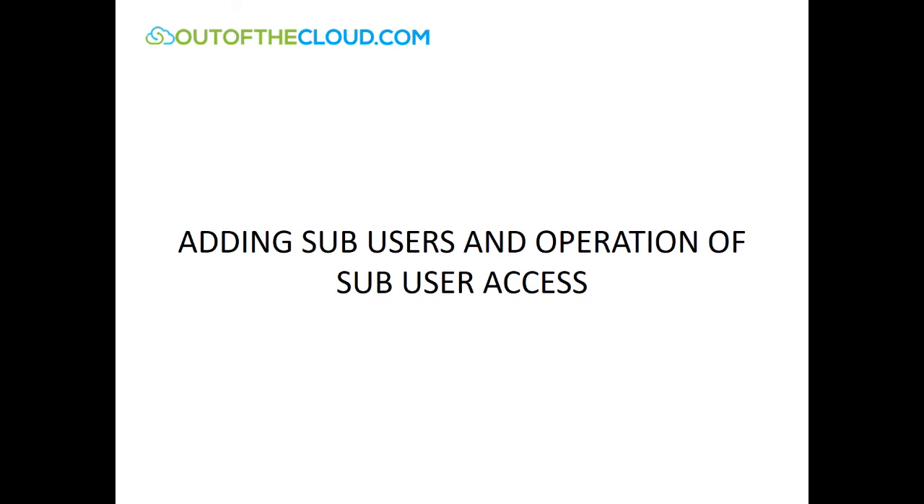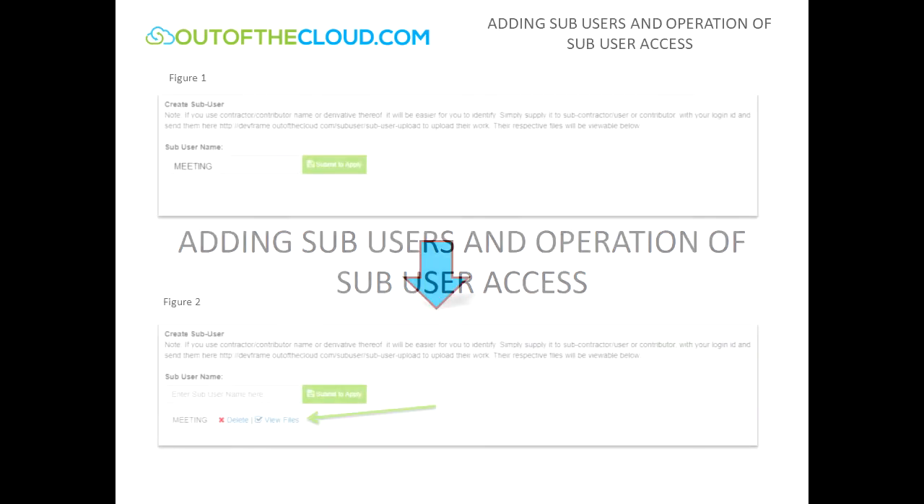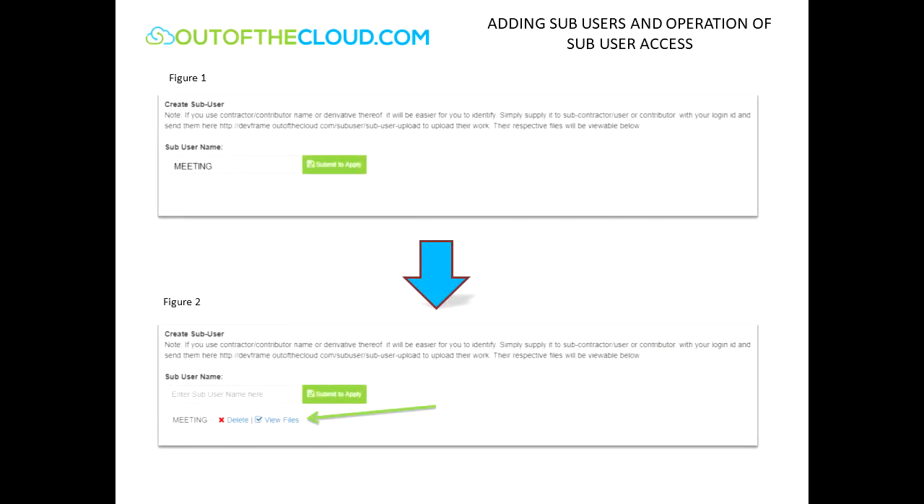Folders and files created by sub-user can be viewed in both the Uploads page and also under the sub-user file you created by clicking on the View Files tab next to the sub-user's ID.